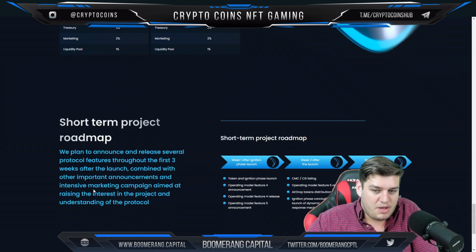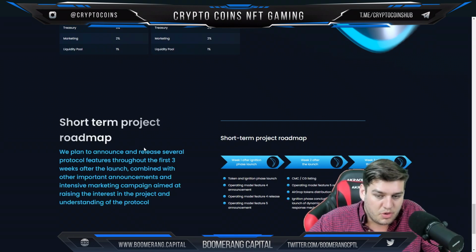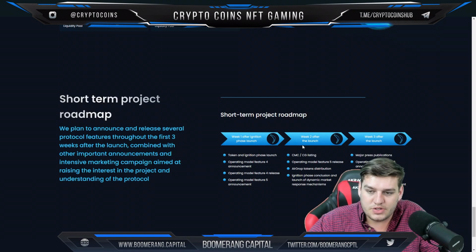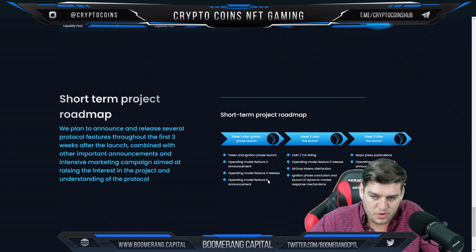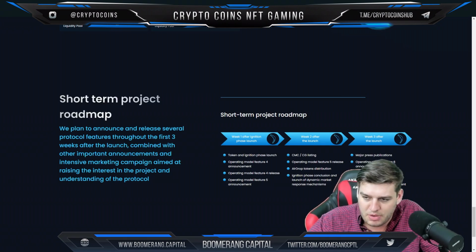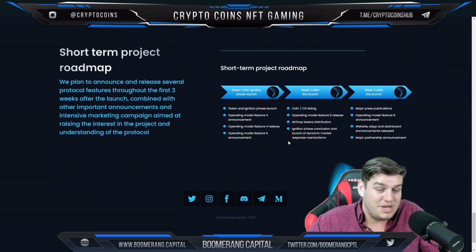Now, short-term project roadmap: we plan to announce and release several protocol features throughout the first 3 weeks after the launch, combined with other important announcements and an intensive marketing campaign aimed at raising the interest in the project and understanding of the protocol. So the short-term project roadmap, well, week 1 after launch: integration launch phase, token and ignition phase launch, operating model feature 4 announcement, operating model feature 4 release, blah, blah, feature 5. Then week 2 after launch: CMC, CG listing, operating model, airdrop tokens, ignition phase, major press publications, operating model number 6, website, the app. And so we can see how the short-term project roadmap has already honestly been doing so well.